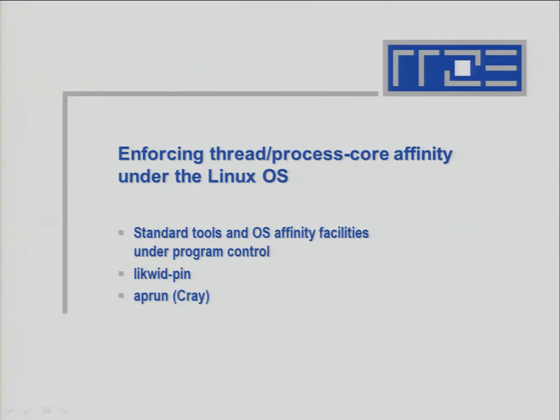Okay. Now that we know how the machine is laid out, we want to use this knowledge to enforce the affinity for our programs. And there are some standard tools, again, that you can use, which should be available in any system, on Linux and in similar ways on other systems. And there's likwid-pin. On Crays, you have aprun, which does it all in a neat, very nice interface. So if you're happy enough to have a Cray, that's fine. If you don't have a Cray, you have to do something else.